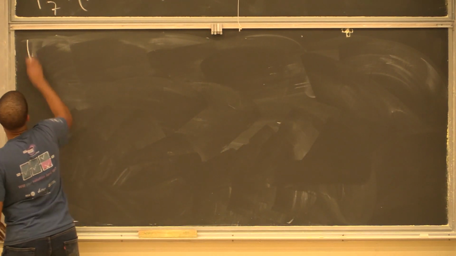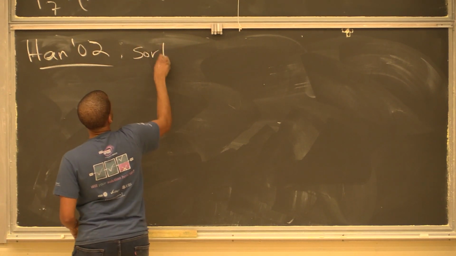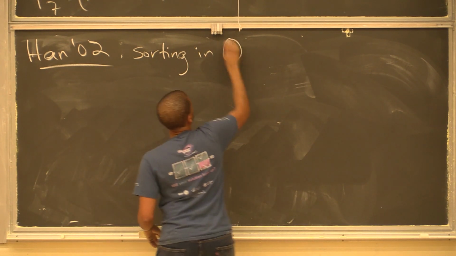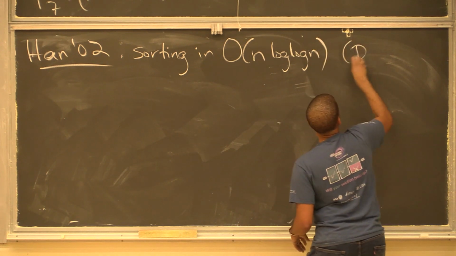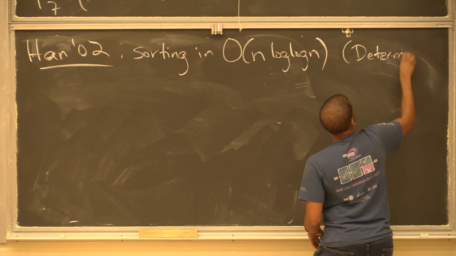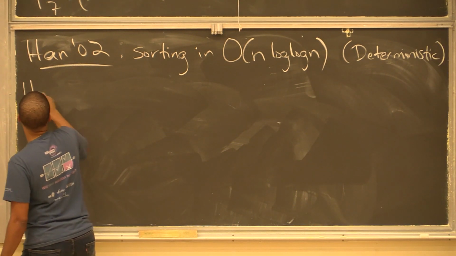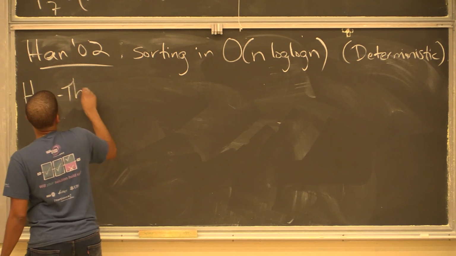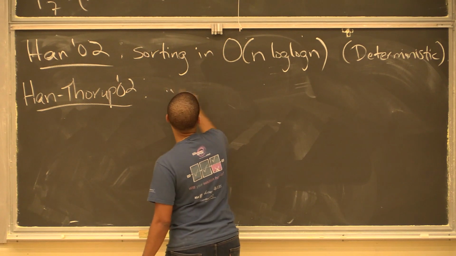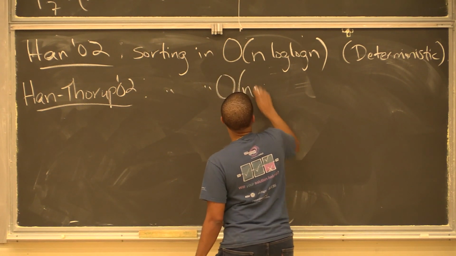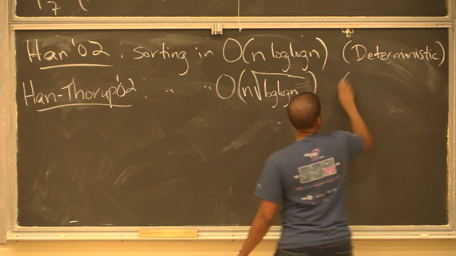So Han, back in 2002, showed sorting in O of n log log n time. This is a deterministic algorithm. And then Han and Thorup together came up with an algorithm, also in 2002, later in the same year, that says you can do sorting in O of n times the square root of log n. This is a randomized algorithm.